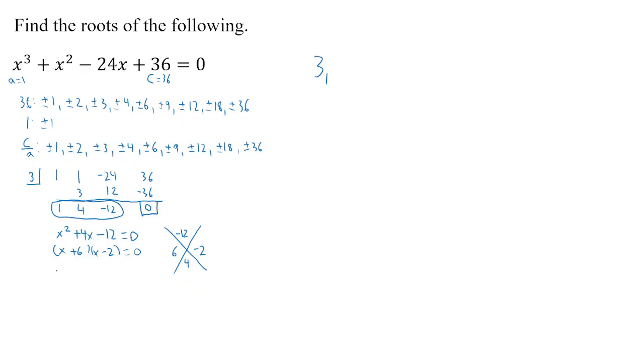Now we're going to set each factor equal to 0. Subtract 6 from both sides, you get x equals negative 6. So negative 6 is your second root. And we're going to solve x minus 2 equals 0 by adding 2 to both sides. You have x equals 2. And therefore, there are your 3 roots.